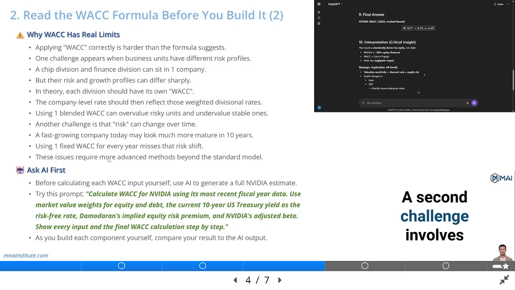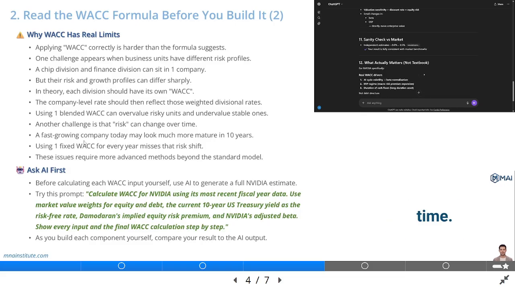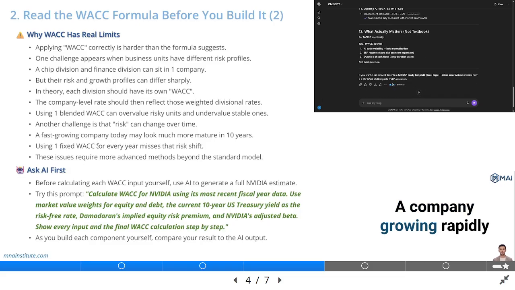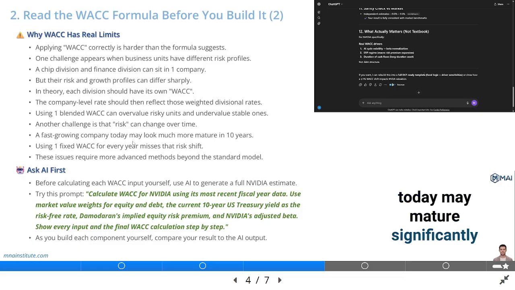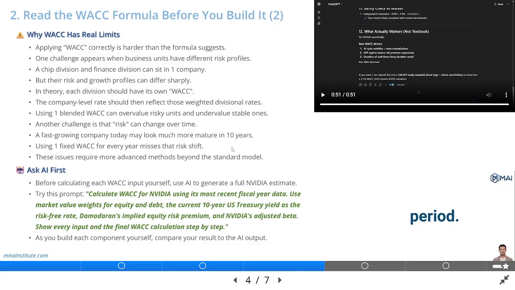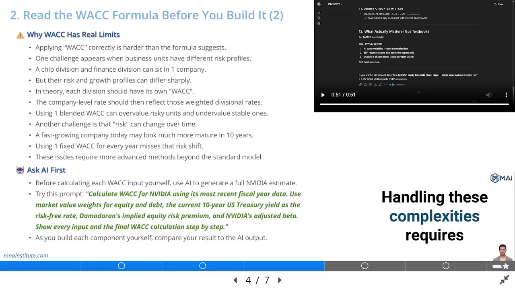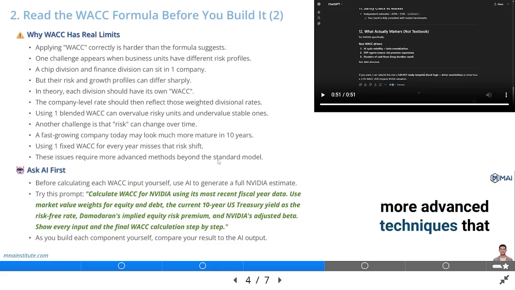A second challenge involves how risk changes over time. A company growing rapidly today may mature significantly over a 10-year forecast period. Applying one fixed WACC to every year of that projection does not fully capture how the company's risk profile evolves. Handling these complexities requires more advanced techniques that go beyond the standard model.